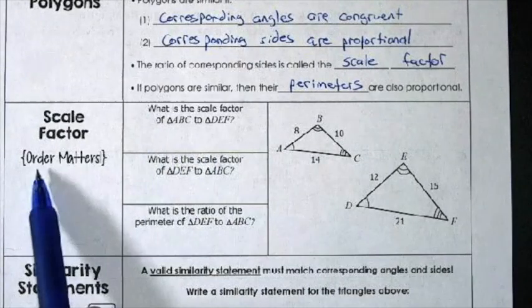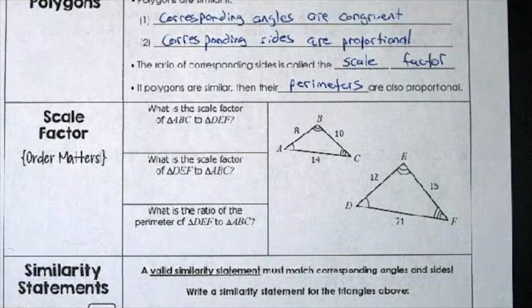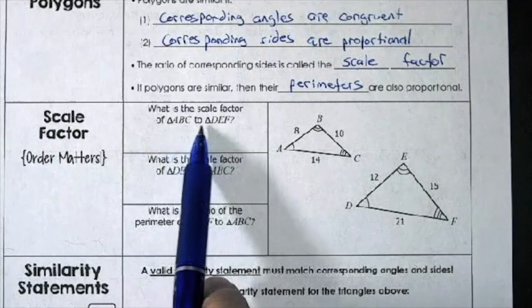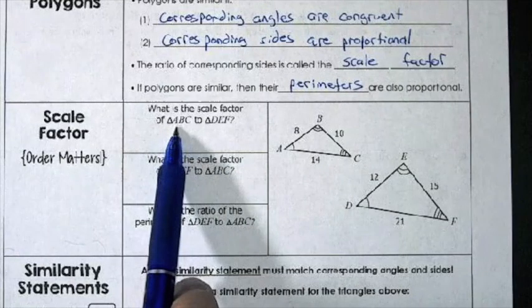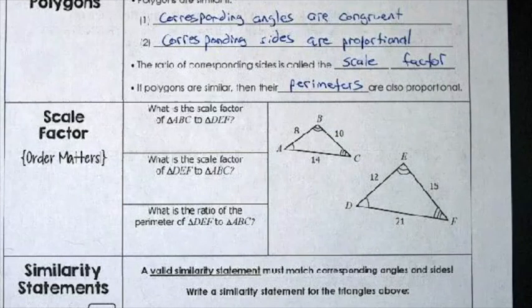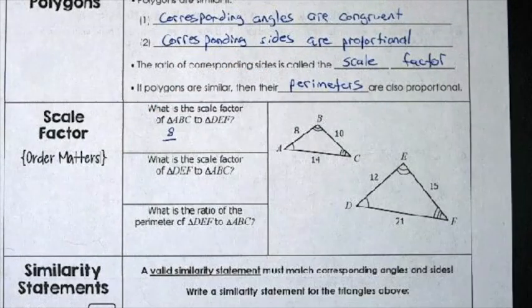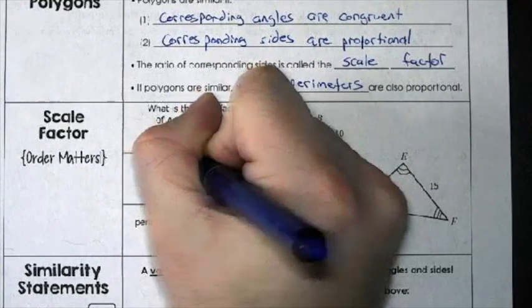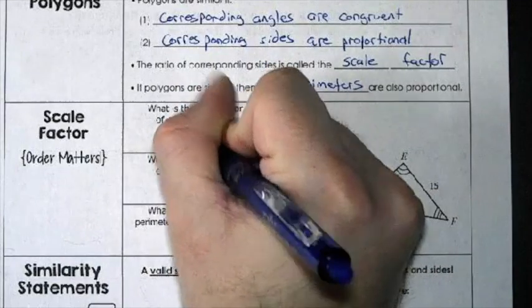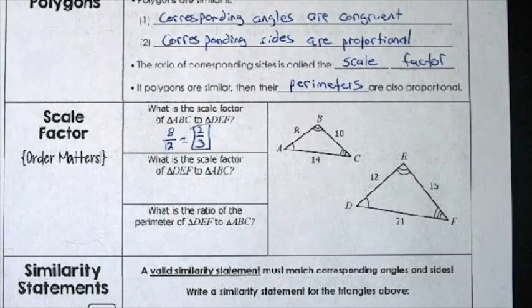Note here it says order matters, so it does matter how we set up our ratio. This asks what is the scale factor of triangle ABC to triangle DEF. So they want us to start with triangle ABC, which is the small triangle. I'm just going to pick a side; it doesn't matter which side you pick. I'm going to do 8, and put that over the corresponding side on the large triangle, which is 12. Finally, I want to reduce that fraction. 8 over 12 reduces down to 2/3. So our scale factor is 2/3.